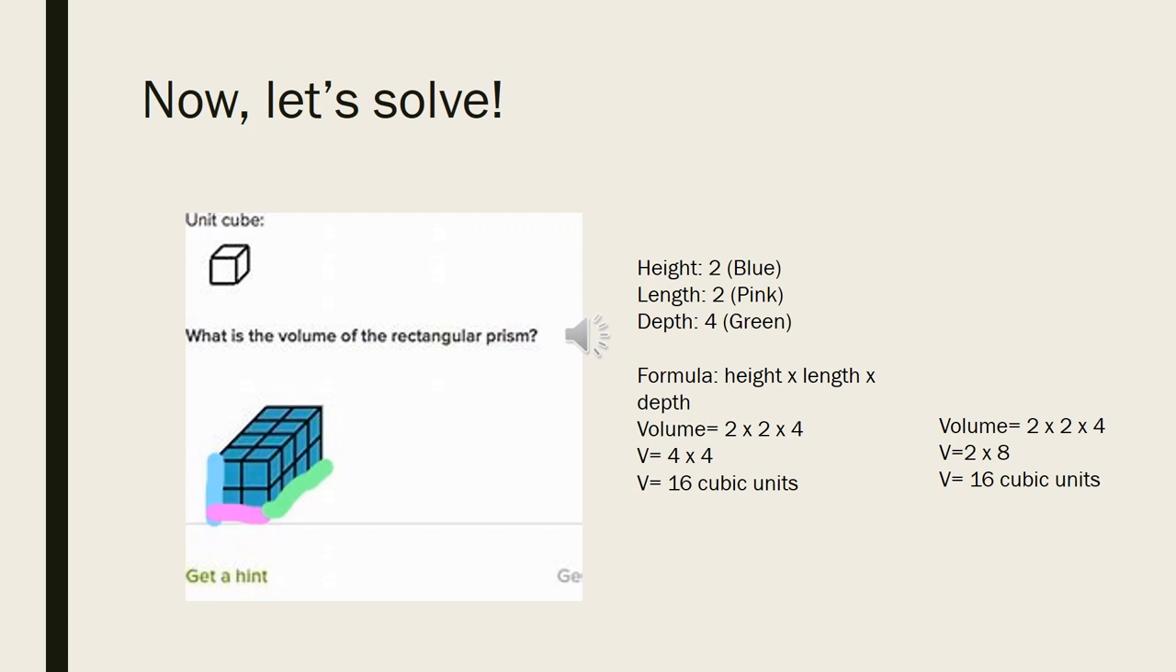So again, the formula is height times length times depth, which once we plug it in is equivalent to 2 times 2 times 4. And like I said before, you have a little bit of leniency on how you want to multiply this because regardless, you should still get the same answer of 16 cubic units. So I personally like to move from left to right, so I do 2 times 2, which then gives me 4 times 4, which then gives me 16 cubic units. But I also know a lot of people who would prefer to do 2 times 4 first, which would give us 2 times 8, which would still give us the correct answer of 16 cubic units.